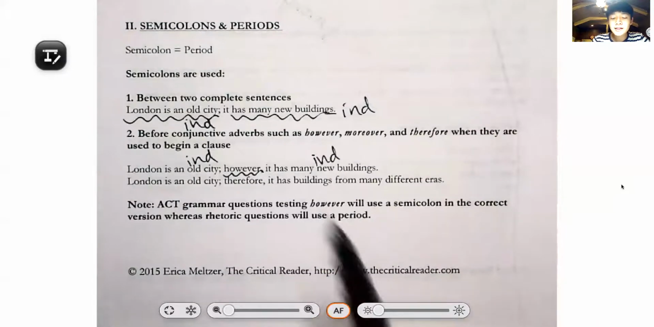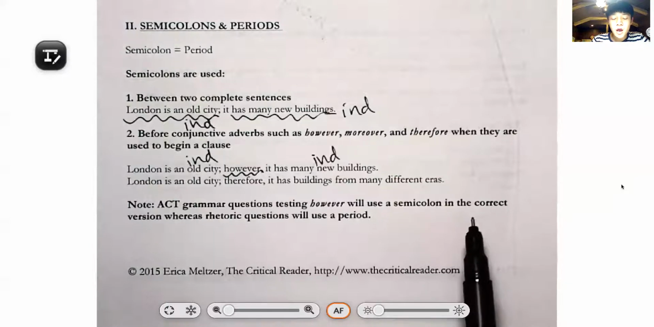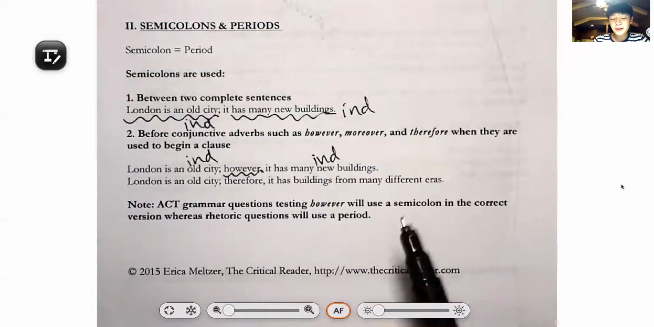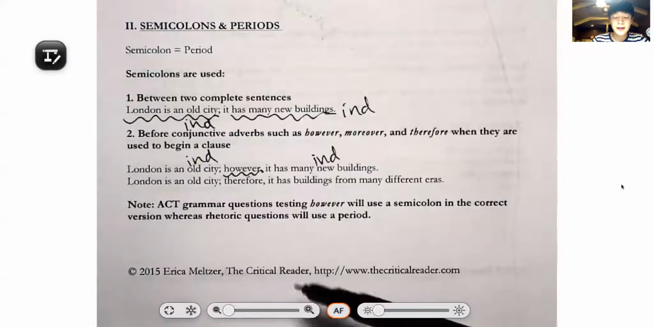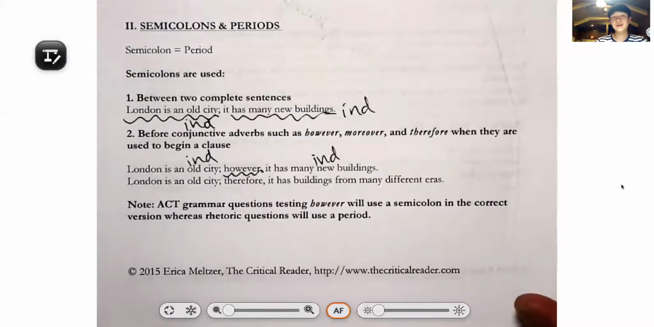So note, ACT grammar questions testing however will use a semicolon in the correct version, whereas rhetoric questions will use a period. So in the correct version, this is obviously an expert, Erica Meltzer from the Critical Reader, probably more of an expert than I am at this. But ACT grammar questions testing however will use a semicolon in the correct version, whereas rhetoric questions will use a period. Just know that.